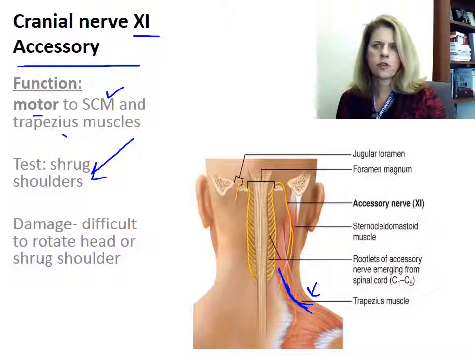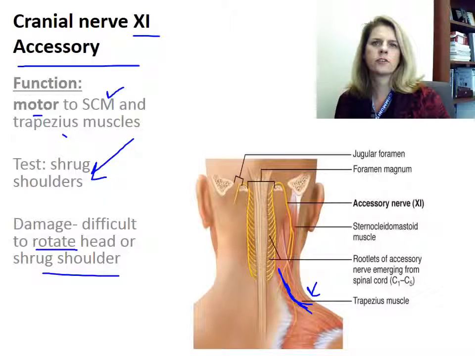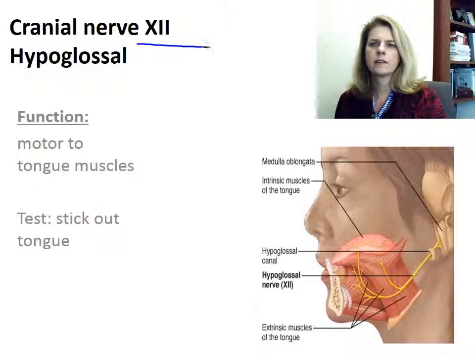Because it's your sternocleidomastoid, actually rotation of the head can also be affected. So if you have damage, difficulty rotating the head, and shrugging the shoulders. So easily tested by having someone try to shrug their shoulders, and you can see there's a difference in the ability to do that. All right, the last one, number 12, hypoglossal.